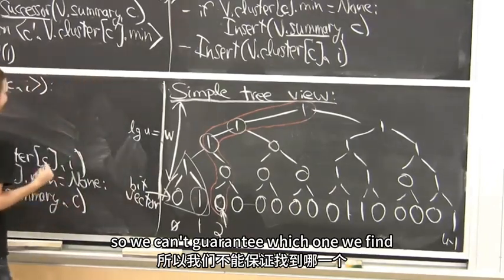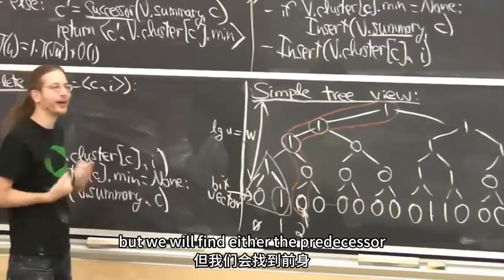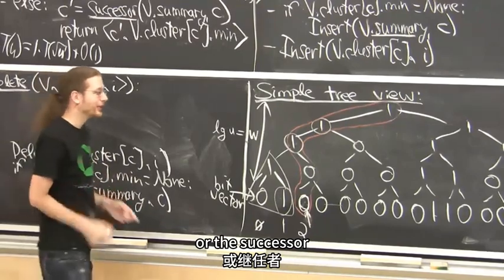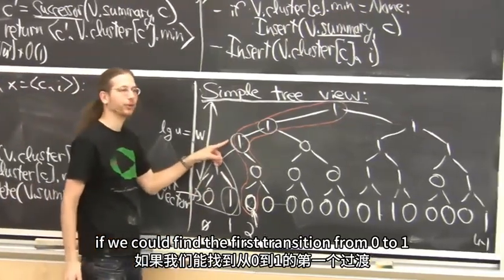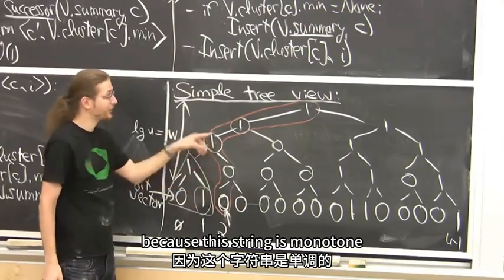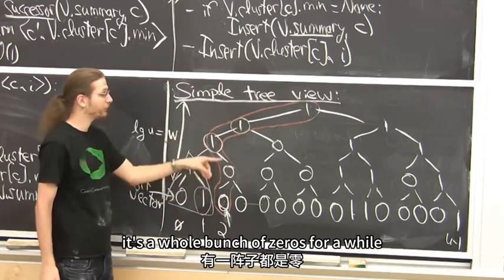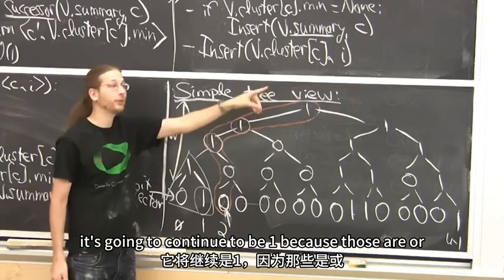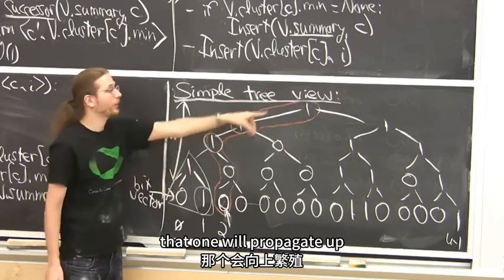So we can't guarantee which one we find, but we will find either the predecessor or the successor if we could find the first transition from 0 to 1. And we can do that via binary search because this string is monotone. It's a whole bunch of zeros for a while, and then once you hit a 1, it's going to continue to be 1 because those are OR. That 1 will propagate up.